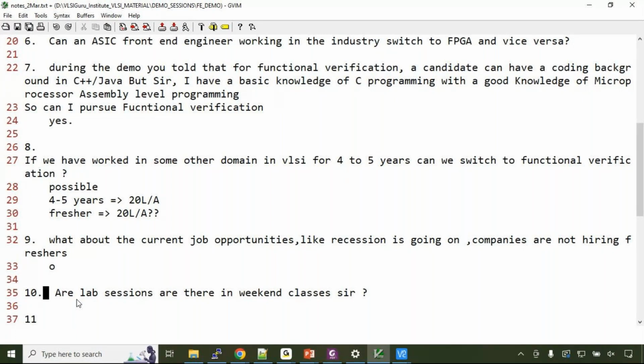Next, are the lab sessions there in weekend classes? Yes, lab sessions will be there. Mostly Saturday and Sunday are focused on lab sessions only. The trainer will give you a schedule: this week we'll do these topics, and you have to go through those videos. Over Saturday and Sunday, the trainer will do the lab sessions.